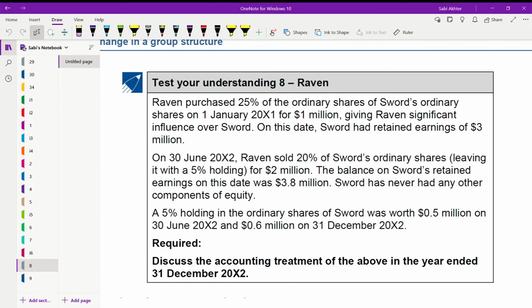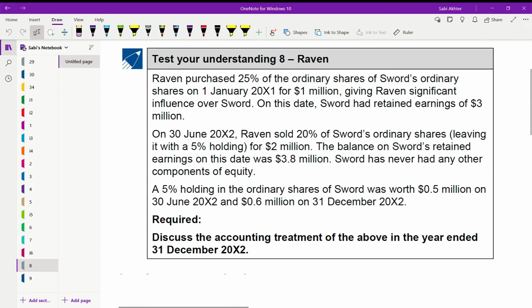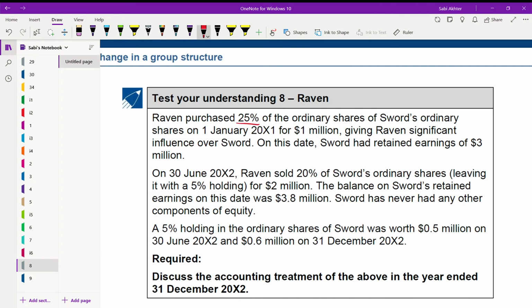Raven. Discuss the accounting treatment of the above in the year ended 31st December 2002. He purchased 25% shares for 1 million, giving significant influence. That means associate. Retained earnings was 3 million. On 30th June 2002, he sold 20%. From 25% to 20%... that means 5% is remaining now. This 20% was sold for 2 million. The balance on the retained earnings was 3.8. Has never had any other components of equity. The 5% holding was worth 0.5 million and 0.6 million on 31st December 2002.